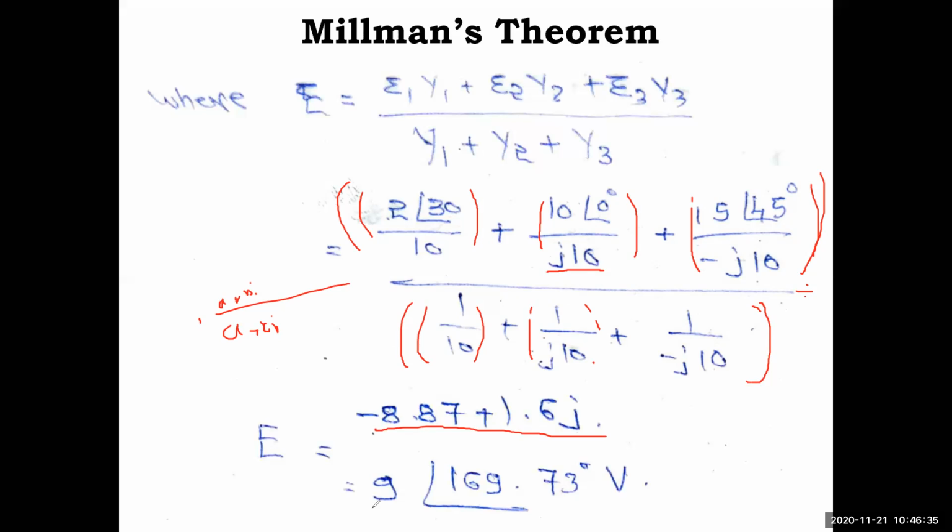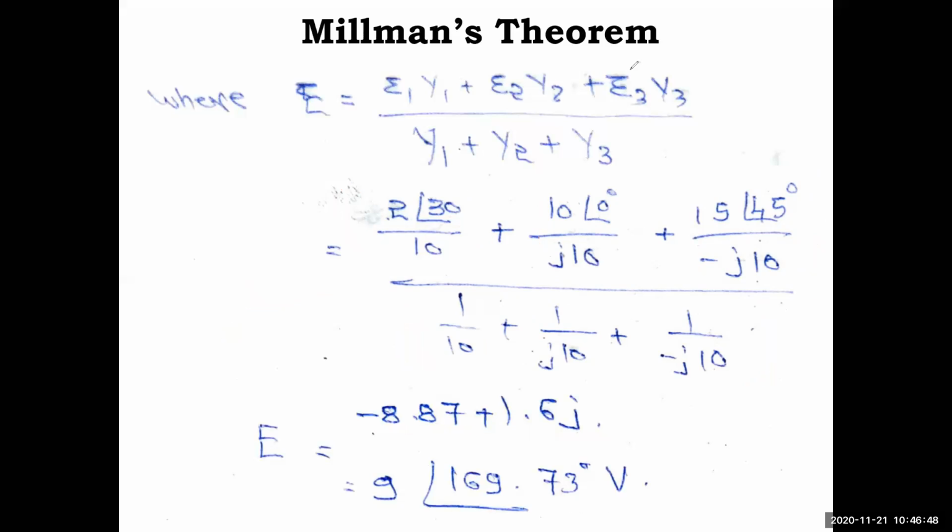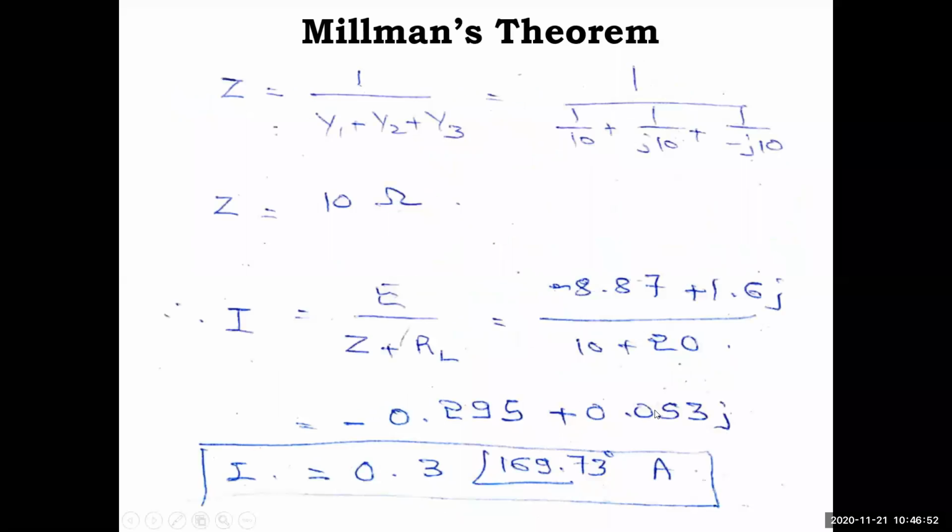So when you convert this, you will get 9 at an angle 169.73 degree volt. So this is the E value. Clear? So similarly, the Z value, 1 by y1 plus y2 plus y3.